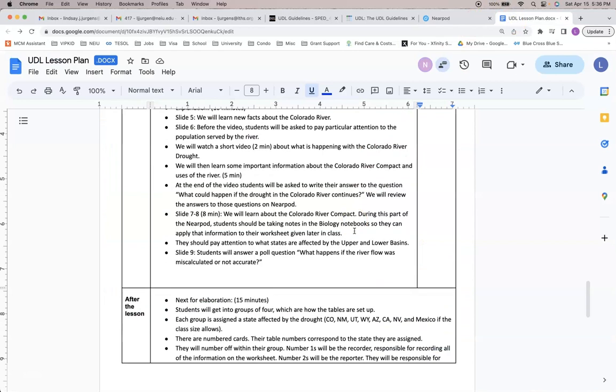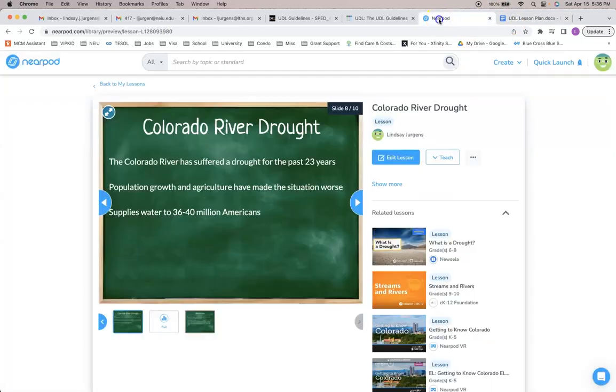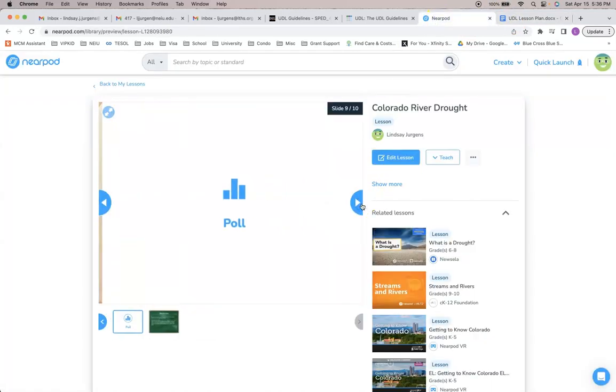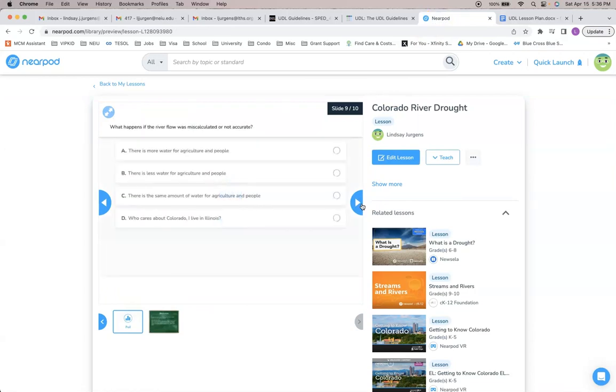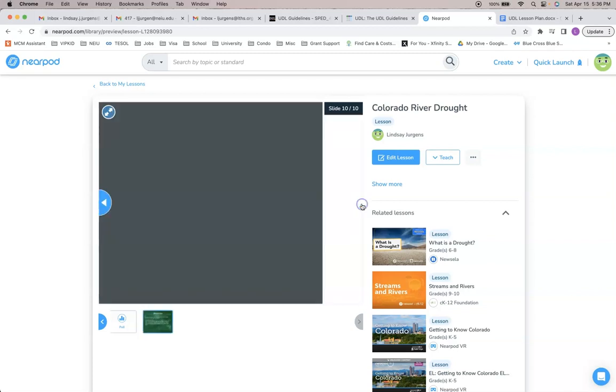The last slide is a poll question. So this is a slide that definitely you can monitor and see how well students are doing. If they don't answer the question correctly, you can go back and do remediation. This is a very simple slide, but if some students are struggling with this, it is a great slide to go back and reteach some of the things if there are multiple students that are struggling.